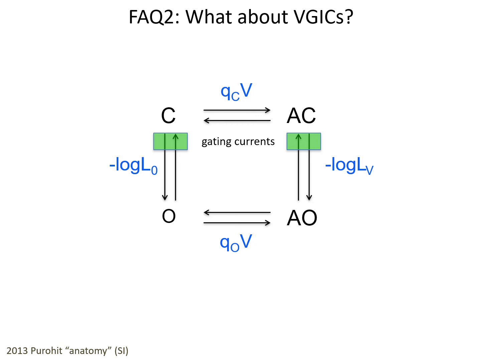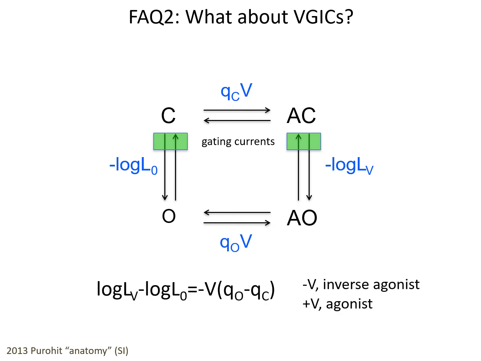Returning to the energies, you can connect the diagonal by adding the sums of the energies according to either route, clockwise or anti-clockwise, and that gives you the following equation for the energy of the coupling constant, the log of the coupling constant. So the energy of the coupling constant is minus voltage times the difference in charge, and that number, with hyperpolarization, meaning negative voltage, makes that energy positive. Positive energy is like an inverse agonist. That stabilizes the closed state.